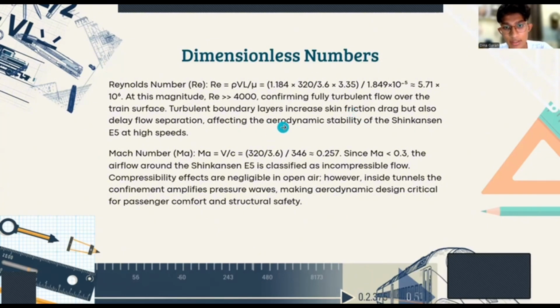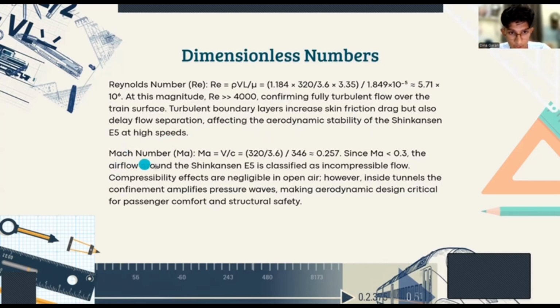Turbulent boundary layers increase skin friction drag but also delay the flow separation, also affecting the aerodynamic stability of the Shinkansen E5 at high speeds.